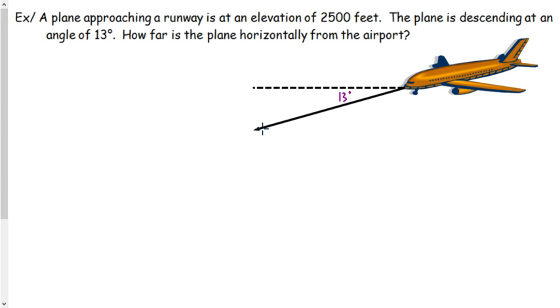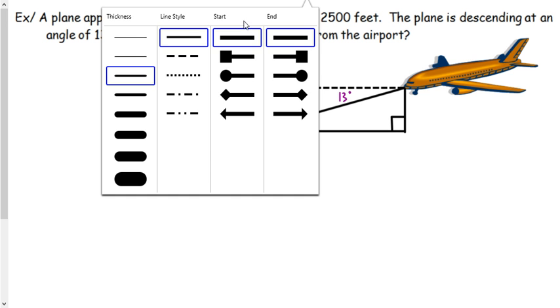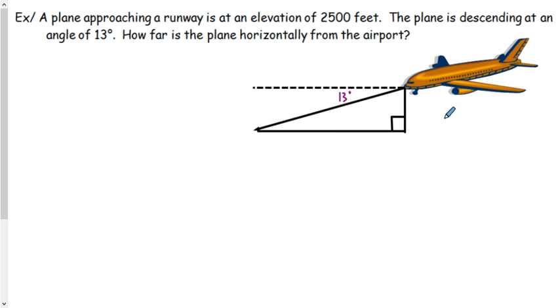Okay, well let's add a little bit more to our diagram. I know that my plane is going to be a certain distance from the airport, and I happen to know how high up in the air it is. And of course this is going to make a nice little right angle triangle for me too. Alright, let's finish labeling our diagram here. So this is 2,500, we're working in feet, 2,500 feet. And we say, how far is it horizontally? Well, let's just call that distance x. That's what we don't know.